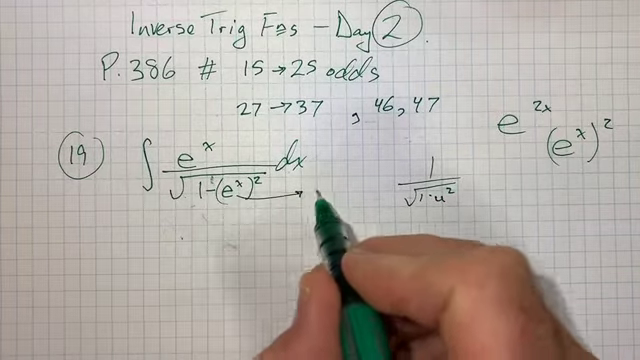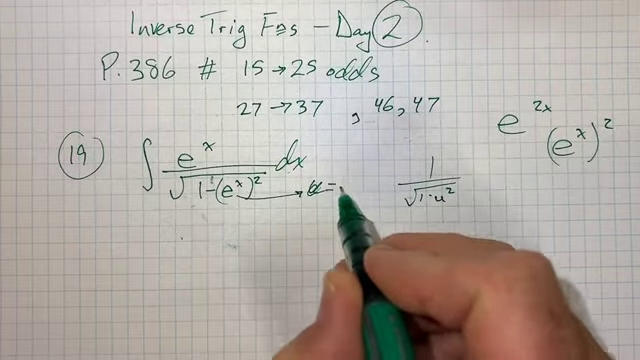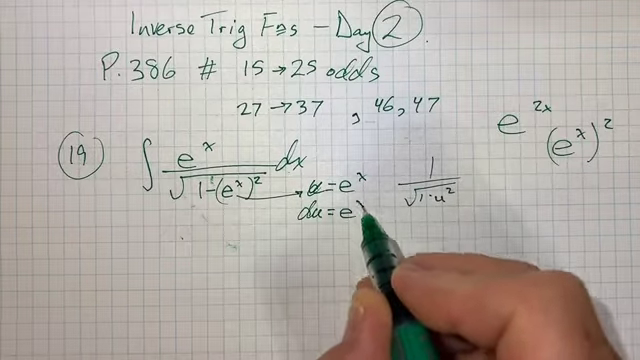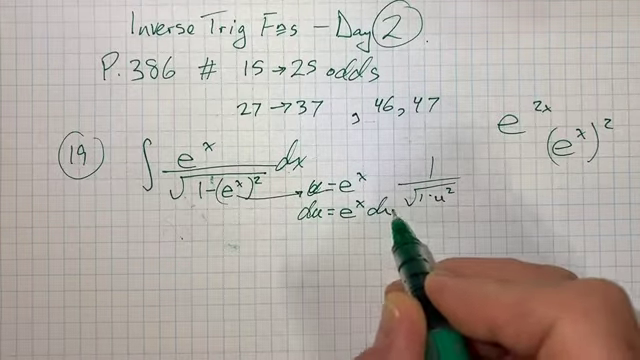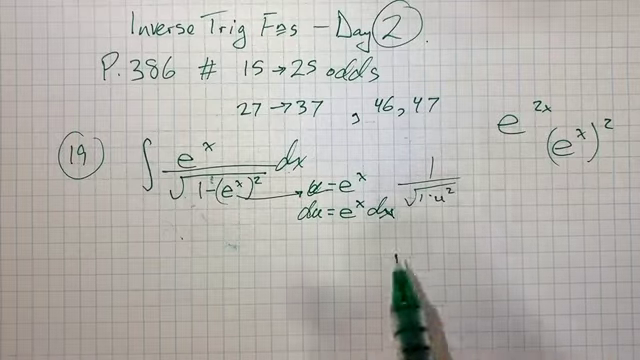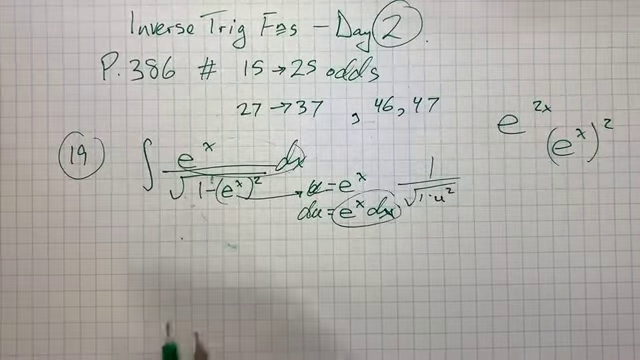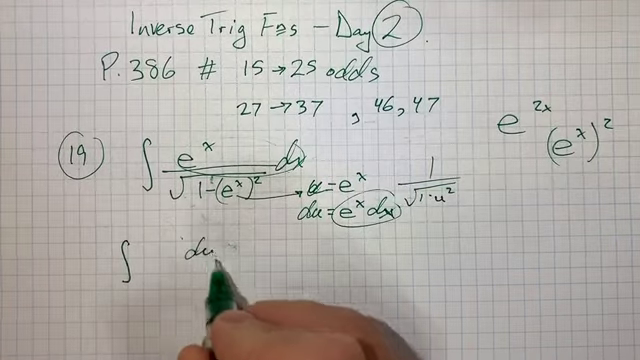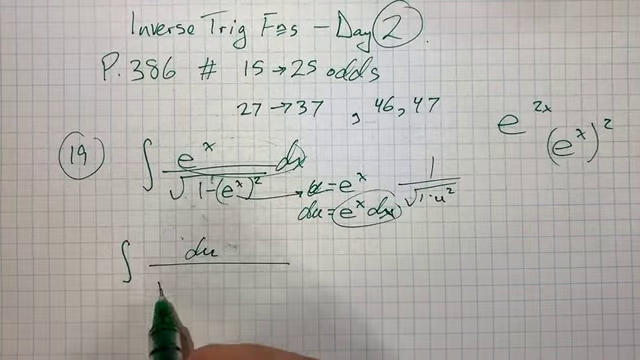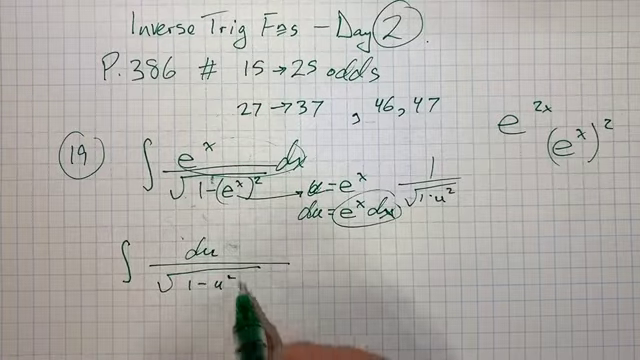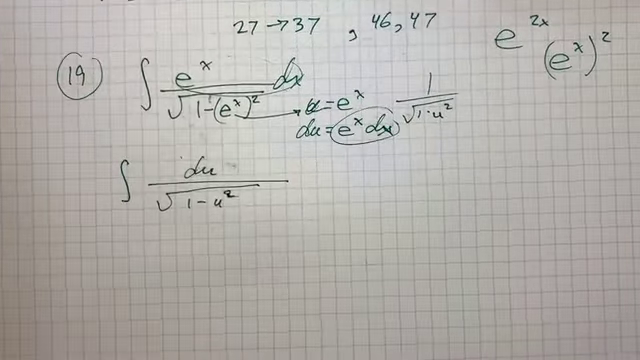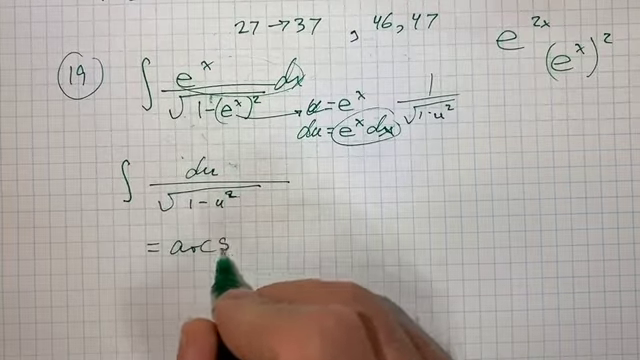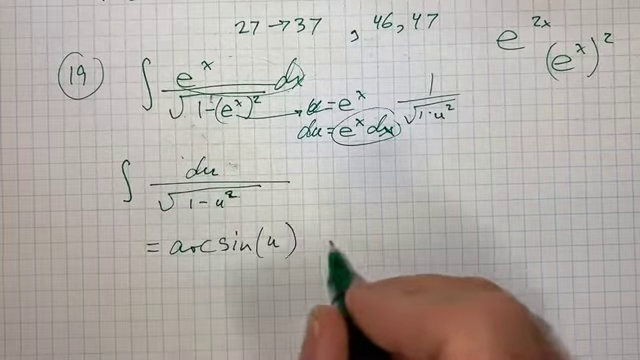So I'm going to actually do this. I'm going to say u is equal to e to the x, which means du is, well, derivative of e to the x is e to the x, dx. See? There it is. There's my du. So this becomes the integral of du, and I've got square root of 1 minus u squared. Now I can see it. That's my arc sine pattern. So this becomes arc sine u plus c.